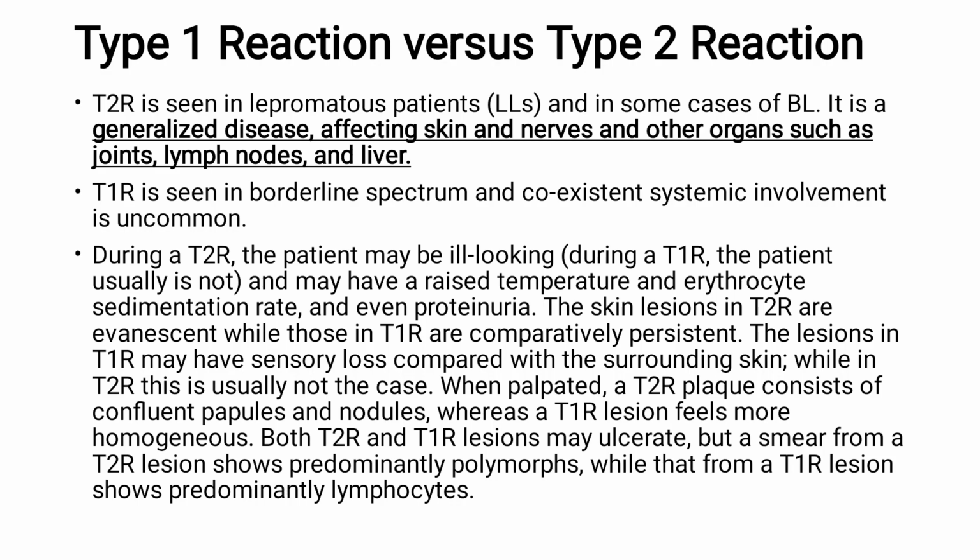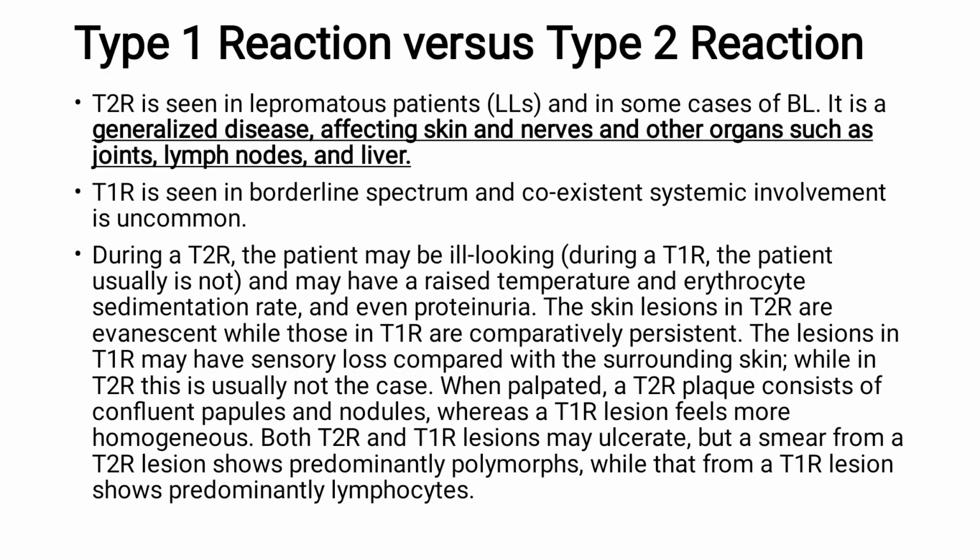During type 2 reactions, the patients may be ill looking; during type 1 reactions, the patient usually is not. Type 2 may have raised temperature, raised ESR, and even proteinuria. The skin lesions in type 2 reaction are evanescent, while those in type 1 reaction are comparatively persistent. The lesions in type 1 reactions may have sensory loss compared with the surrounding skin, while in type 2 reaction this is usually not the case.